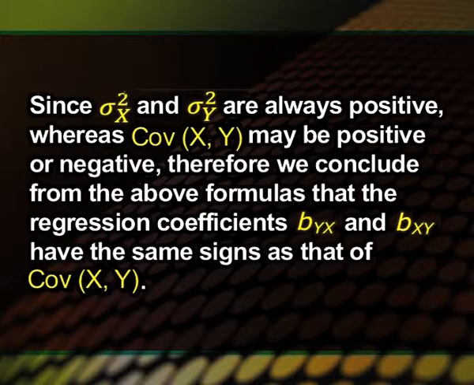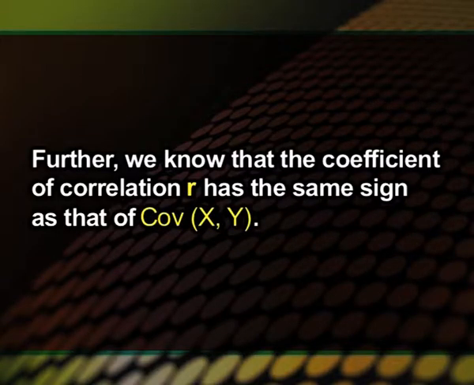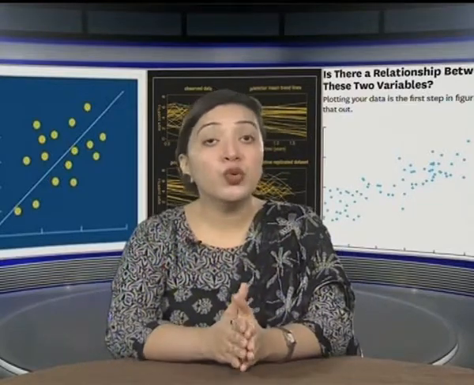Since sigma x square and sigma y square are always positive, whereas covariance of x and y may be positive or negative, we conclude from the above formulas that the regression coefficients Byx and Bxy have the same sign as that of covariance of x and y. Further, we know that the coefficient of correlation r has the same sign as that of covariance of x and y. Thus, the coefficient of correlation and the two regression coefficients have the same sign.